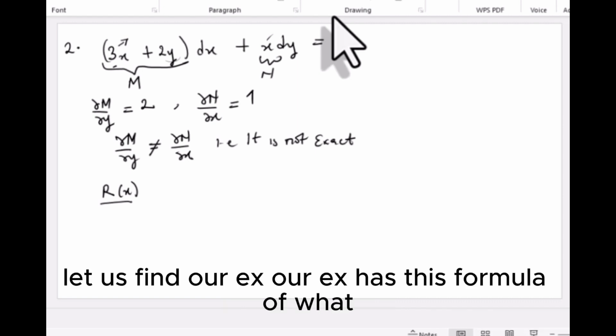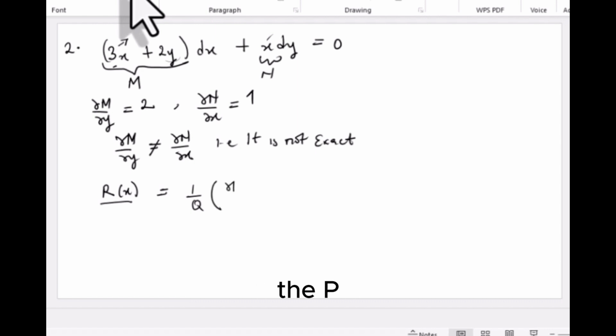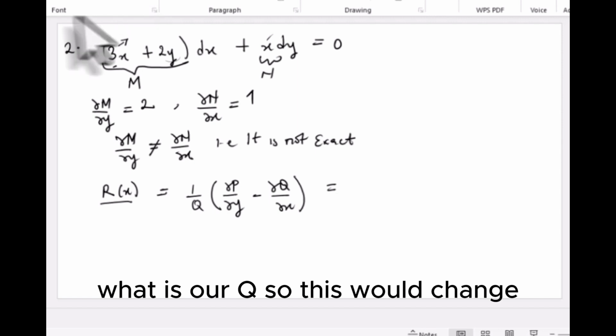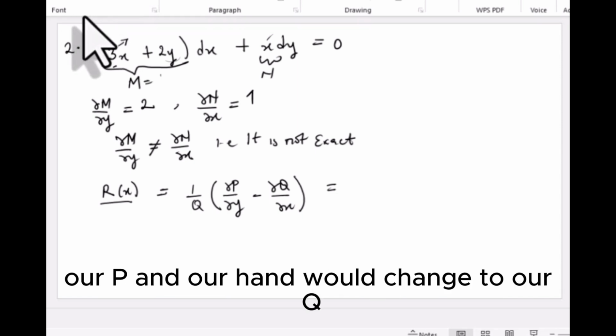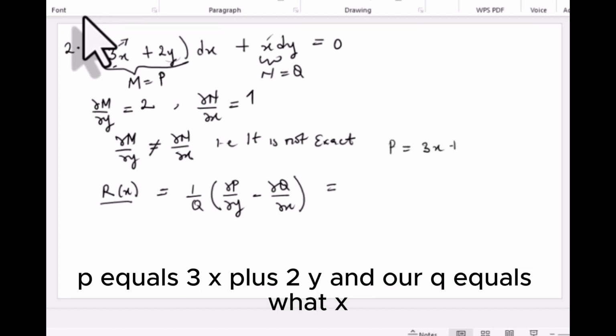Let us find R(x). R(x) has this formula: 1 over Q, brackets, ∂P/∂y minus ∂Q/∂x, then close brackets. What is our Q? So our M will change to P, and our N will change to Q. Let me just write this. P equals 3x plus 2y, and our Q equals x.